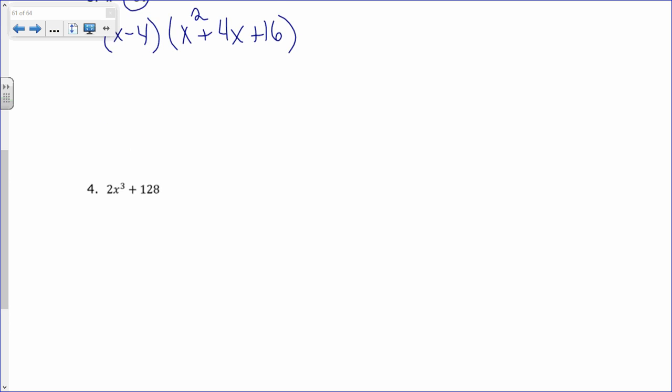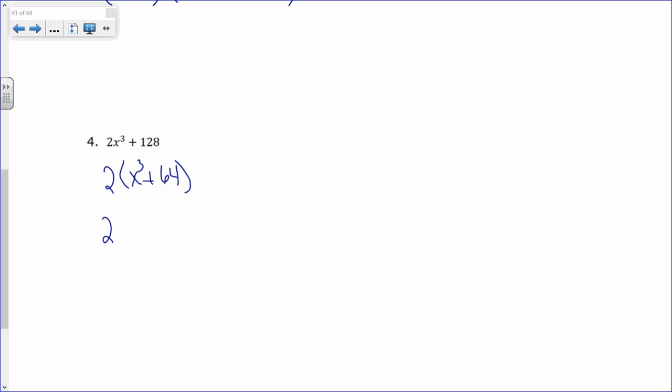Here, for 2x cubed plus 128, 2 is not a perfect cube, nor is 128, but they have a GCF of 2, or create a common factor of 2. So I'm left with x cubed plus 64. Well, we just did 64 up above, so leave our 2. We'll have x plus 4 this time, with x squared minus 4x plus 16.